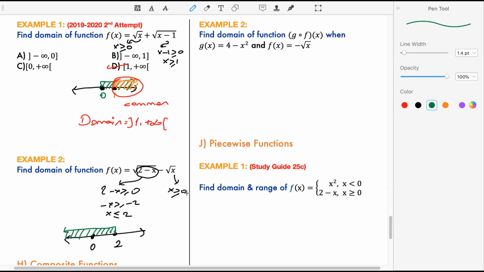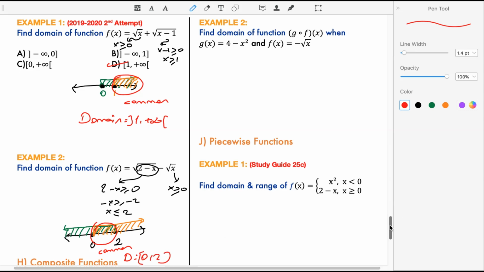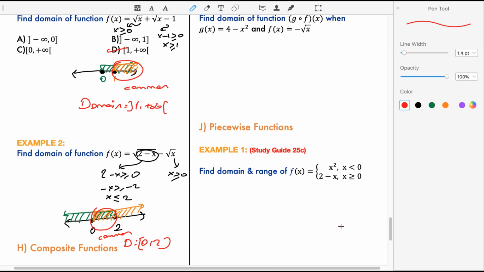And for x greater than or equal to 0, this is bigger than 0, so we shade the right side of 0. And pick the common region. Which region is common? Here I have only orange, bigger than 2. Less than 0, I only have green, but between them, we have both colors. So this is the common region. So our domain is from 0 to 2, inclusive. All right.